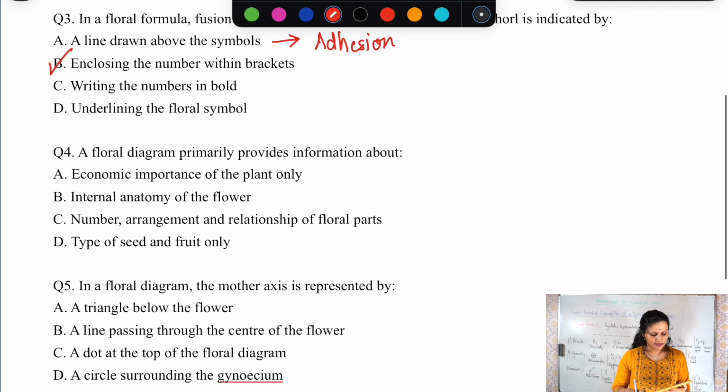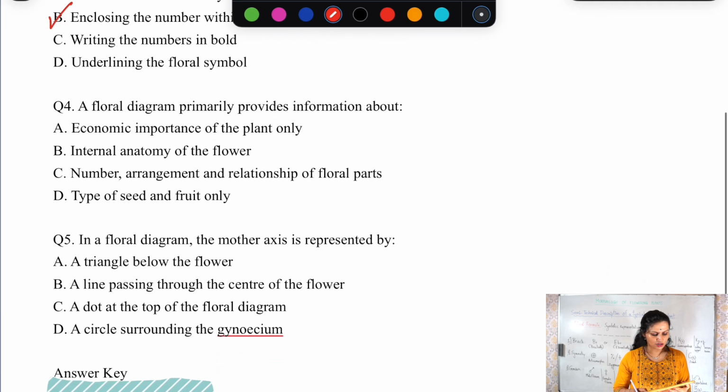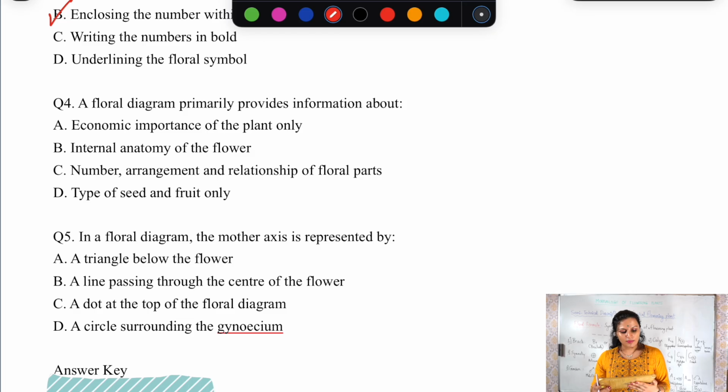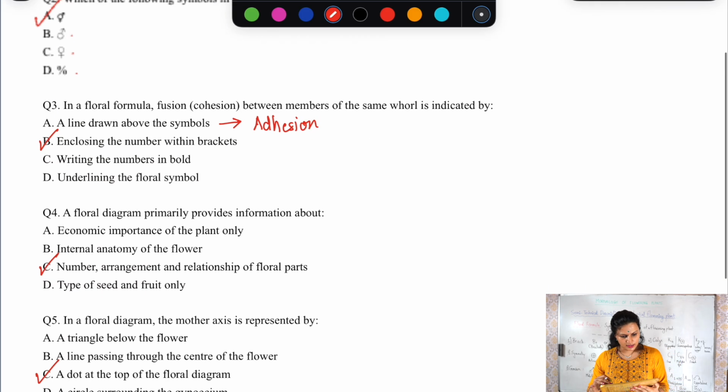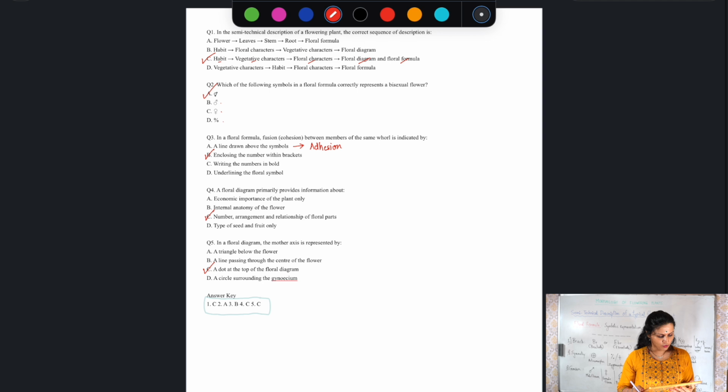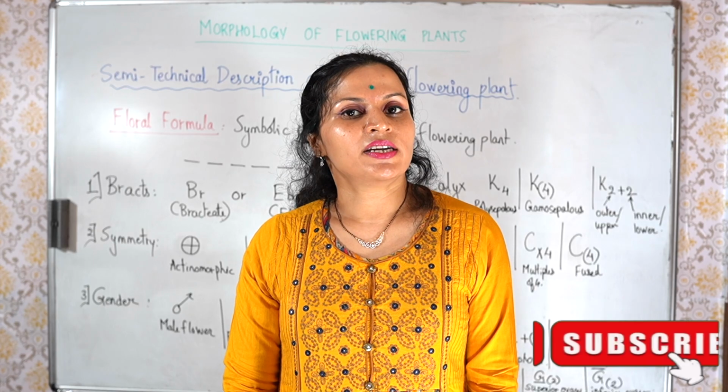Next, a floral diagram primarily provides information about, correct answer will be number, arrangement, and relationship of floral parts. That will be C. Question number 5. In a floral diagram, the mother axis is represented by, answer will be C, a dot at the top of the floral diagram, right? 1C, 2A, 3B, 4C, 5C. That will be it from this lecture.